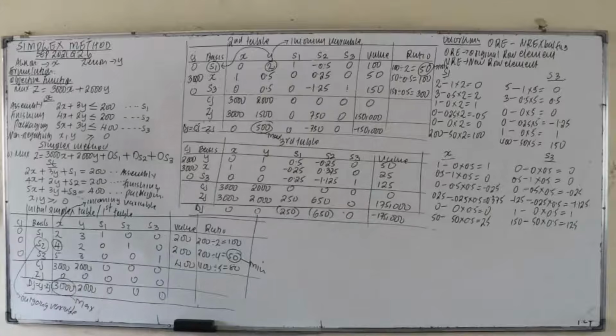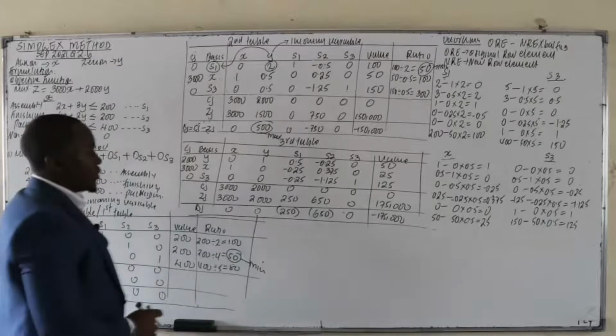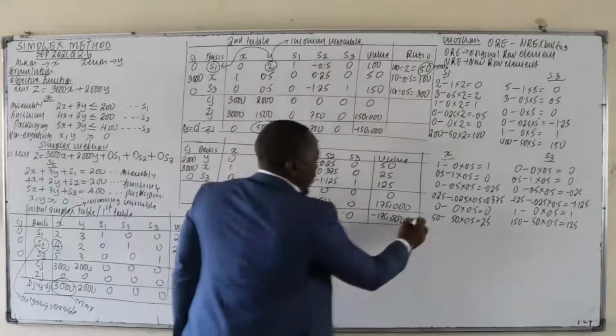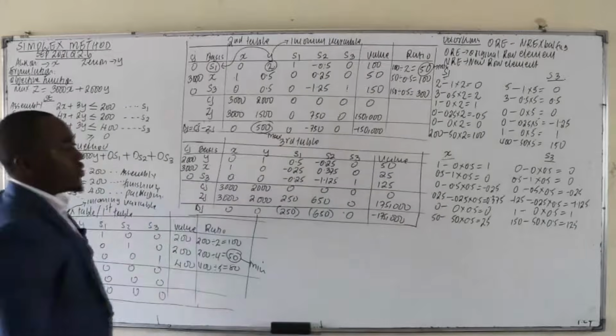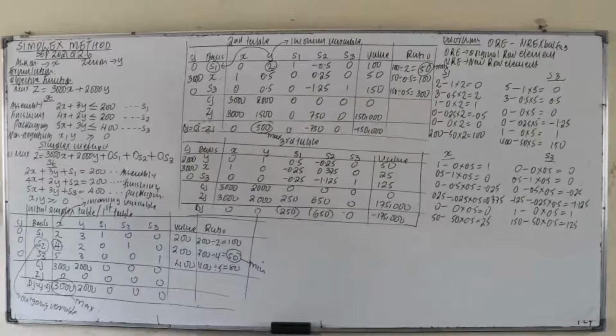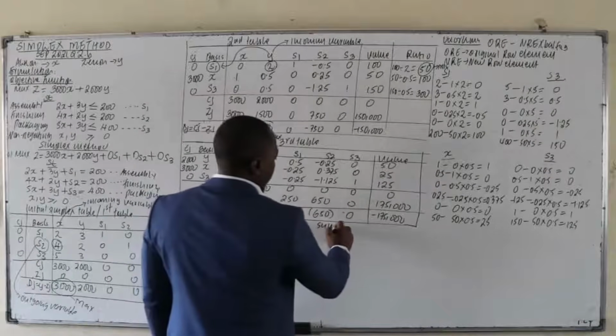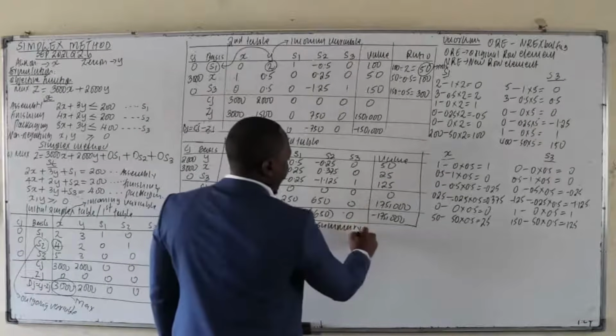Have we attained our optimality? Now that we have achieved our optimality, I think we have the optimal solution. And how do we determine how many we need to come up with? So let me come up with a summary.